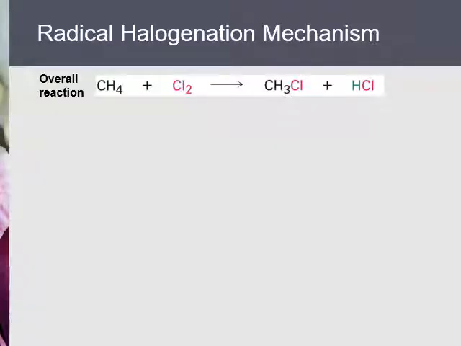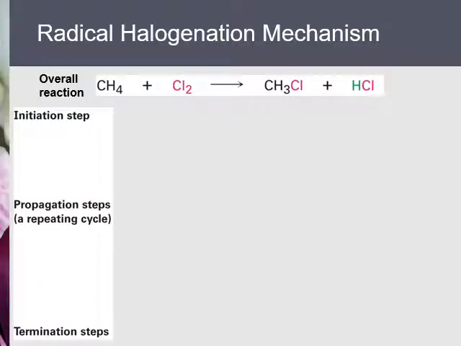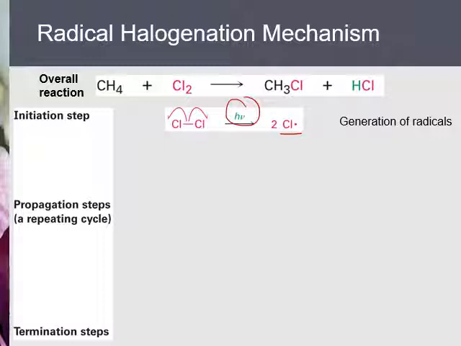Radical halogenation reaction usually involves 3 steps: the initiation step, propagation step, and termination step. In the initiation step, UV light is used to break the chlorine-chlorine bonds, which forms chlorine radicals. So in this step, the radical is generated. Now remember, radicals are very reactive, and so they immediately attack anything else. So in the system, you have methane in it.